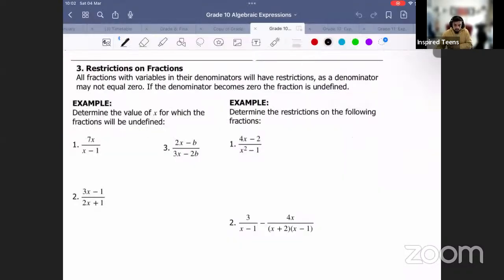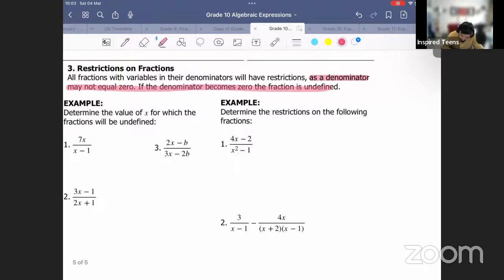So let's talk about this restriction on fractions. It says all fractions with variables in the denominators will have restrictions, as the denominator may not equal 0. If the denominator becomes 0, the fraction is undefined. All of this is true, and we should follow these things that they have just said.